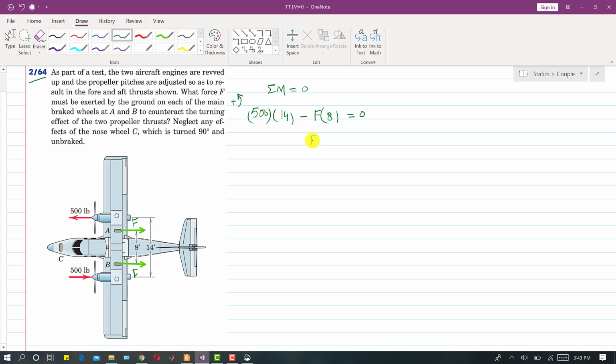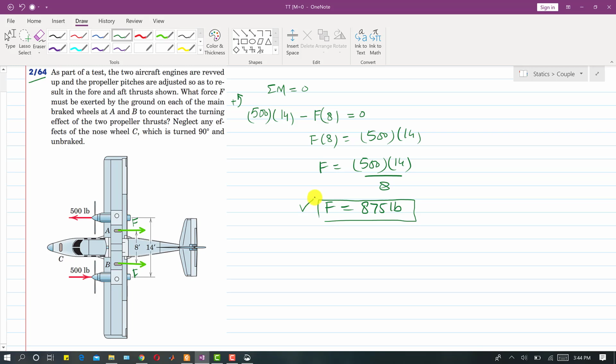So then F times 8 will be equal to 500 into 14, and the F that we need to determine will be equal to 500 into 14 divided by 8. If we solve this, it comes out to be 875 pounds, right? So if the forces at the tires are 875 pounds in the opposite direction, both of these couples will cancel out each other, right? So this is that required force.